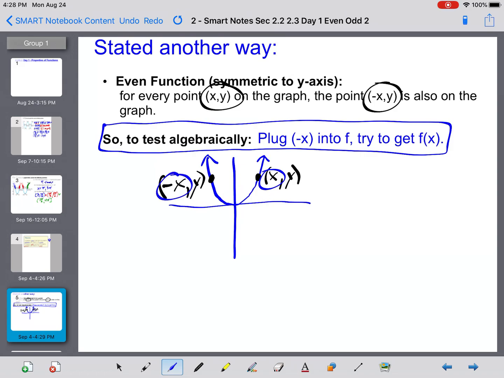It doesn't matter if you plug in a positive x or a negative x, you should get the same y value. You should get the same f of x each time. All right.